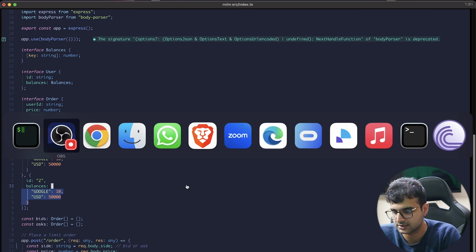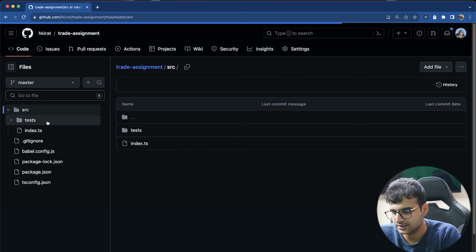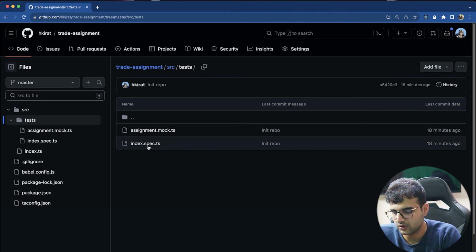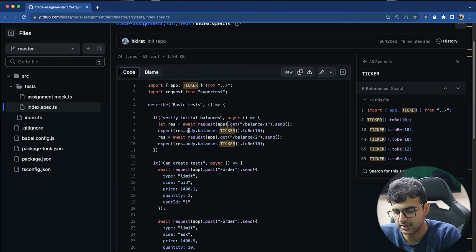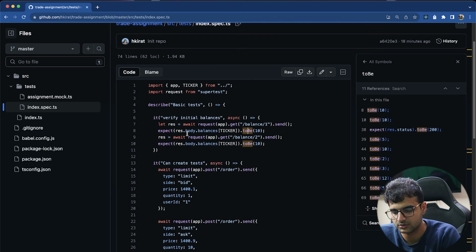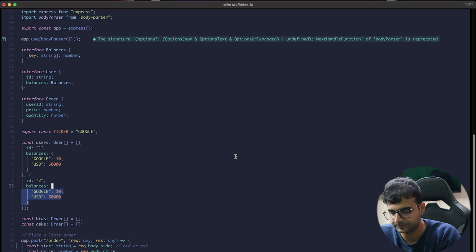If you look at the tests, let me show a test really quickly. The very first test, I think, is a test that validates the balances. If I look at index.spec.ts, the first test says verify initial balances. It sends a request to /balance/1 and ensures res.body.balances of ticker is 10, which means the user has 10 Google stocks and user 2 also has 10 Google stocks. I can put another check here on res.body.balances of USD. That should be 50,000. That's the initial balances that the user has.